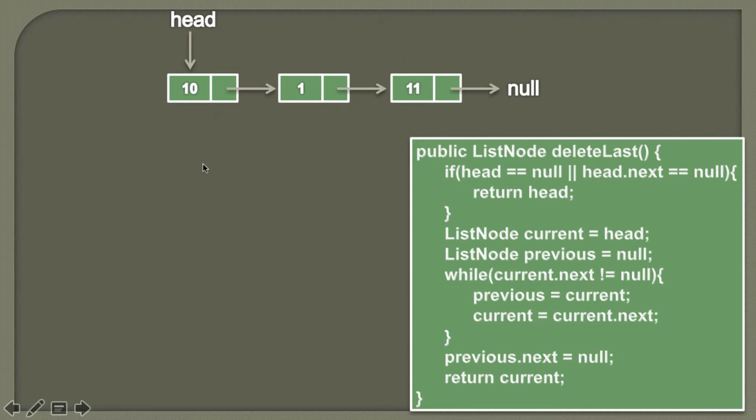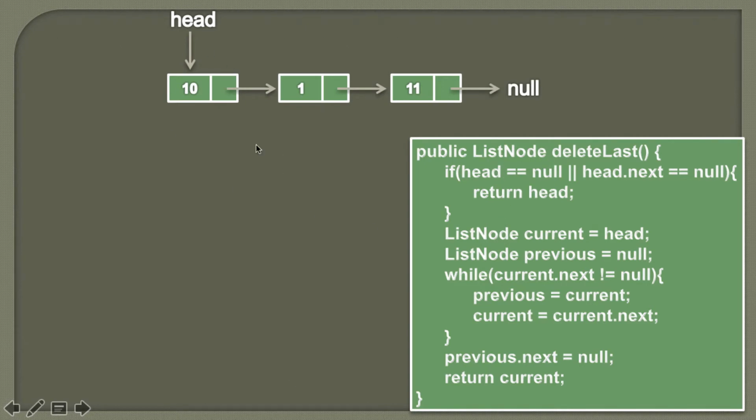So here the singly linked list can contain n number of nodes, and if we take this example, head is pointing to a node having value 10, 10 is pointing to 1, 1 is pointing to 11, and finally 11 is pointing to null. So there are 3 nodes, and if we apply this algorithm, when we call delete last, first 11 will be deleted and we will be left with 2 nodes, and if we again call delete last, then 1 will be deleted and we will be left with 1 node. If we again call delete last, then the only node left will be removed and simply returned from this method.